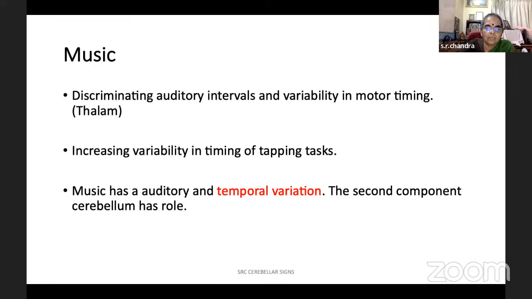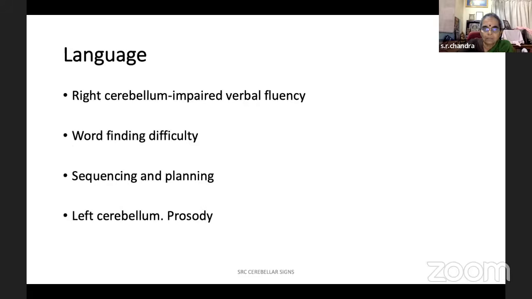Music, as we know, has a ragam and a talam. Talam is the timing. So in cerebellar disease, rate, range, rhythm, direction, the same things get affected in everything. So when the rate, range, and rhythm are affected, the timing of the talams becomes defective. So your talam defect happens with reference to music. So the right cerebellum is for language, and that presents with word finding difficulty. Sequencing and planning of spoken language become defective, and the left cerebellum is for prosody, which is the opposite of the cerebral hemispheres.